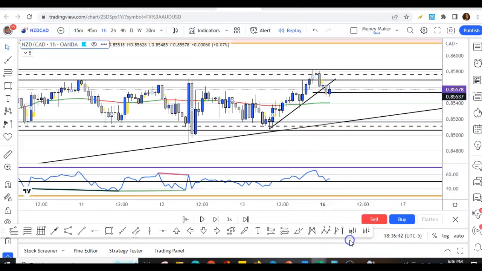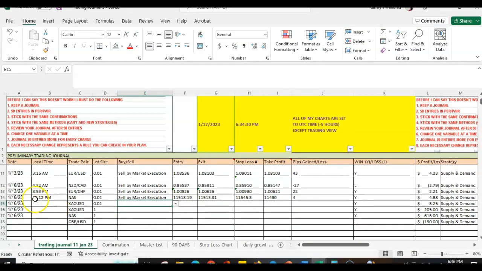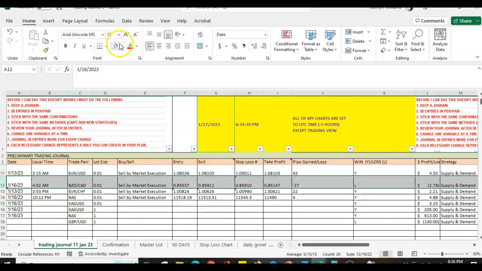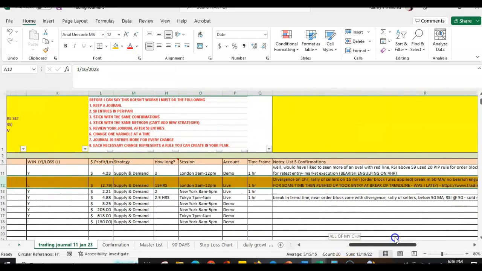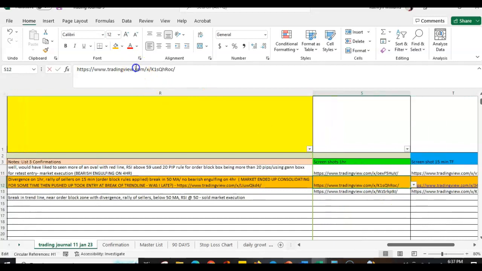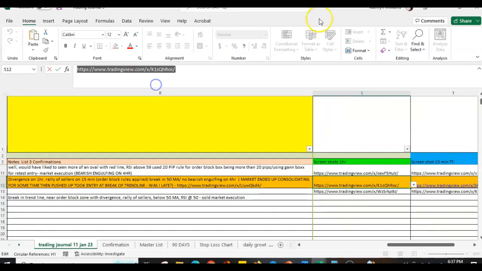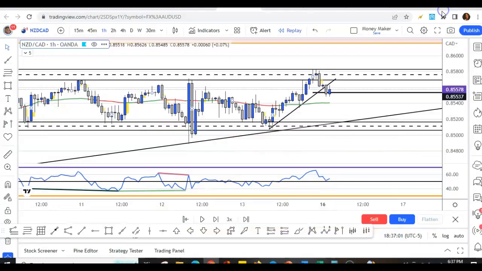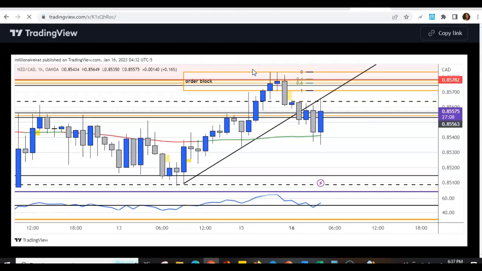In my trading journal, I keep a log of everything, and I'm going to go to this particular trade so you can see what I saw, because sometimes it can be a little hard trying to go back in time. This is what I saw on the 1-hour time frame, and I'll show you what I saw on the 15-minute.